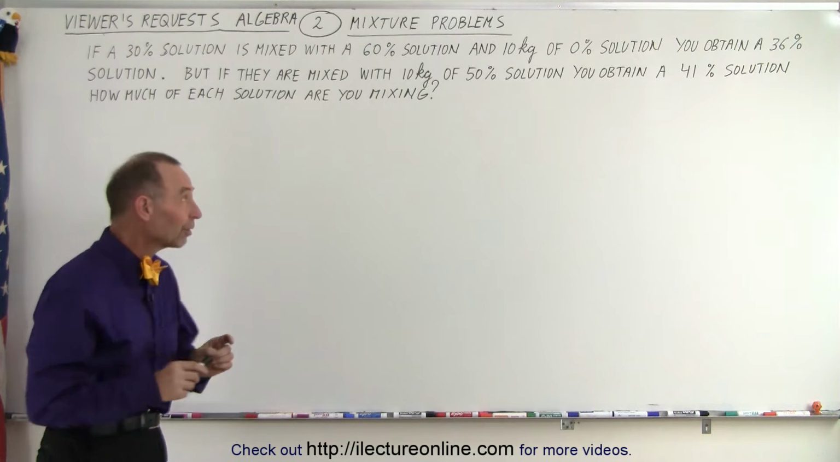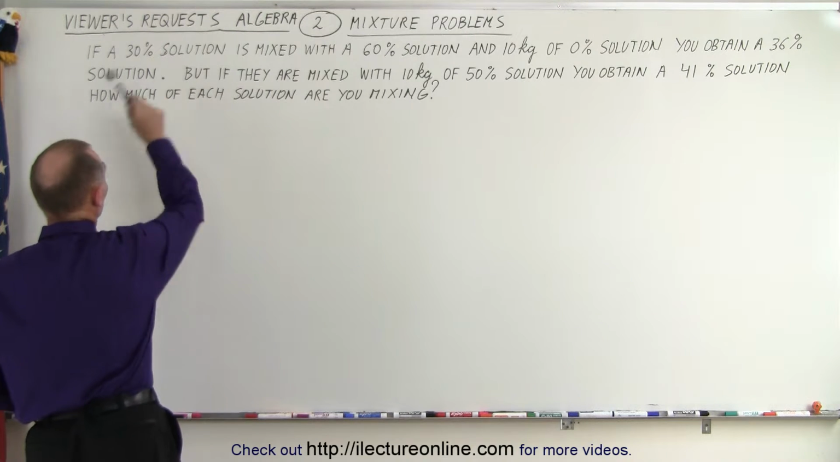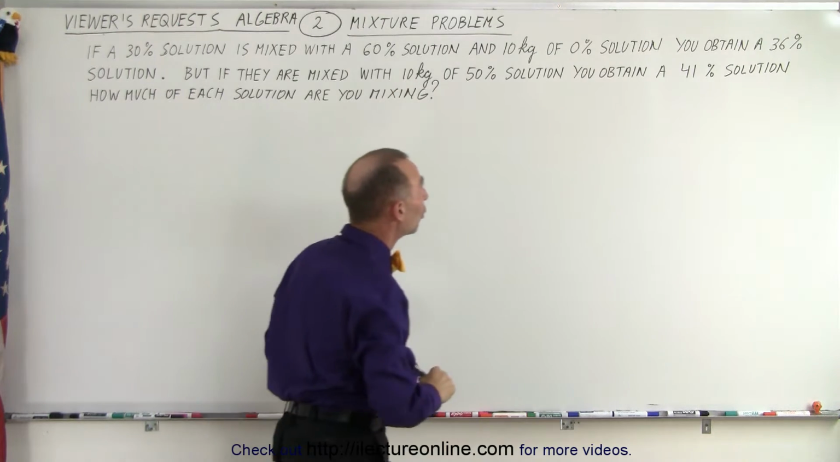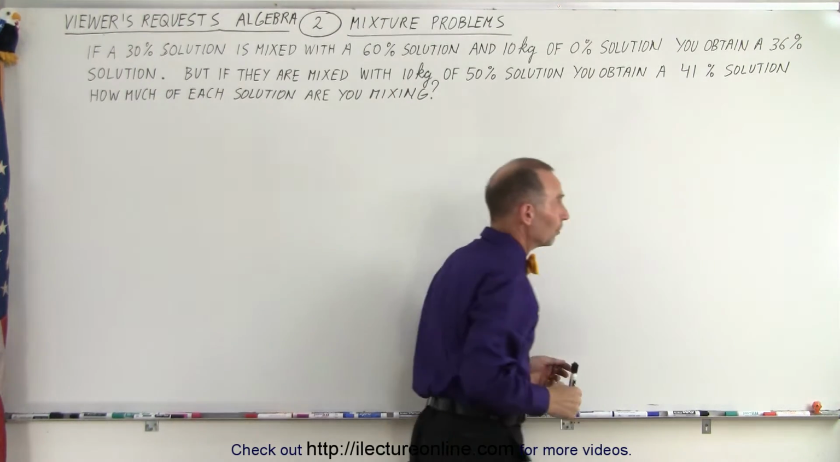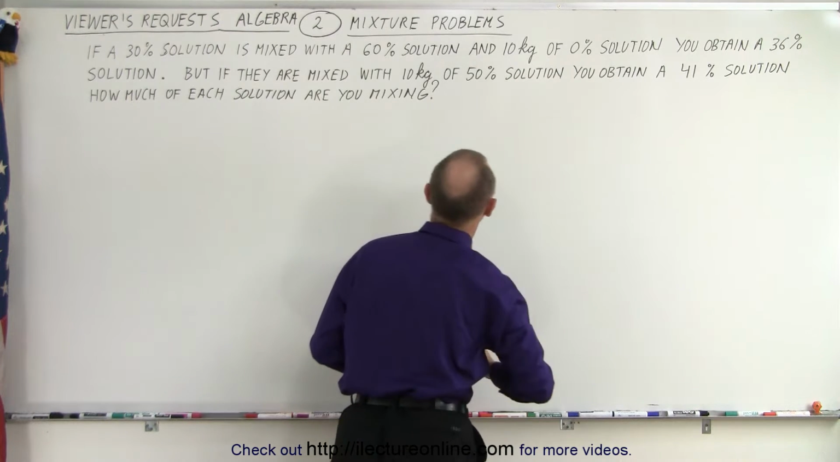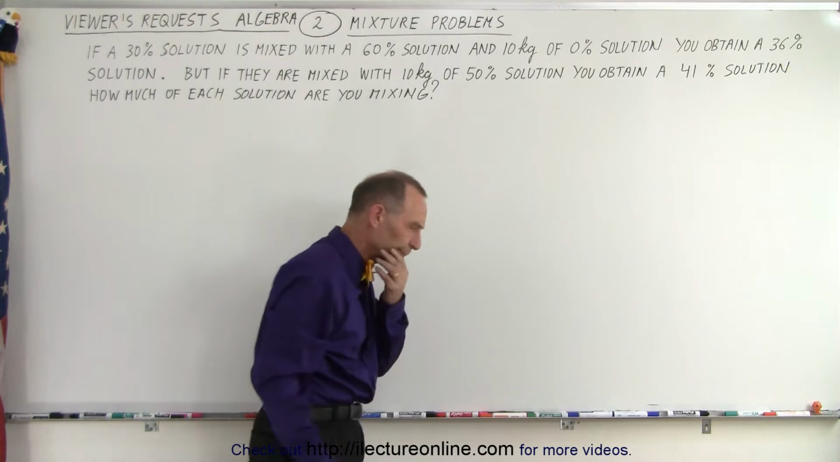So the interesting part of this particular problem is they don't tell you how much of the 30% solution you get, how much of the 60% solution, or how much of the final solution. You only are told that you get 10 kilograms of the 0% solution, and in the second go around 10 kilograms of the 50% solution.